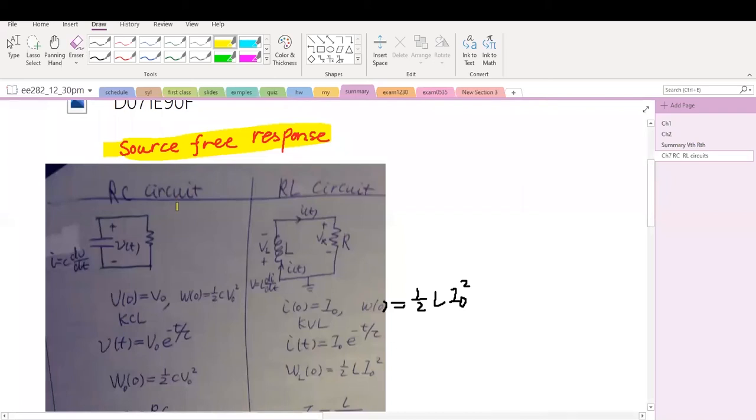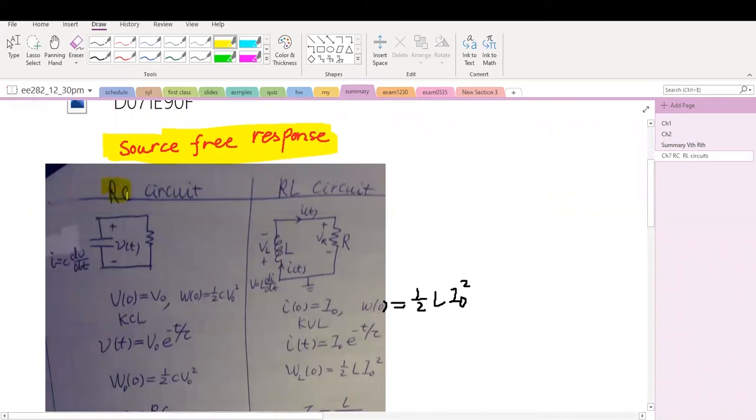Let's do a summary for the RL circuit and RC circuit, and we compare the RC circuit and RL circuit side by side. First of all, let's look at the source-free response. In this case, there's no independent source applied to the circuit. The response of the circuit is caused by the initial value on the capacitor or on the inductor.